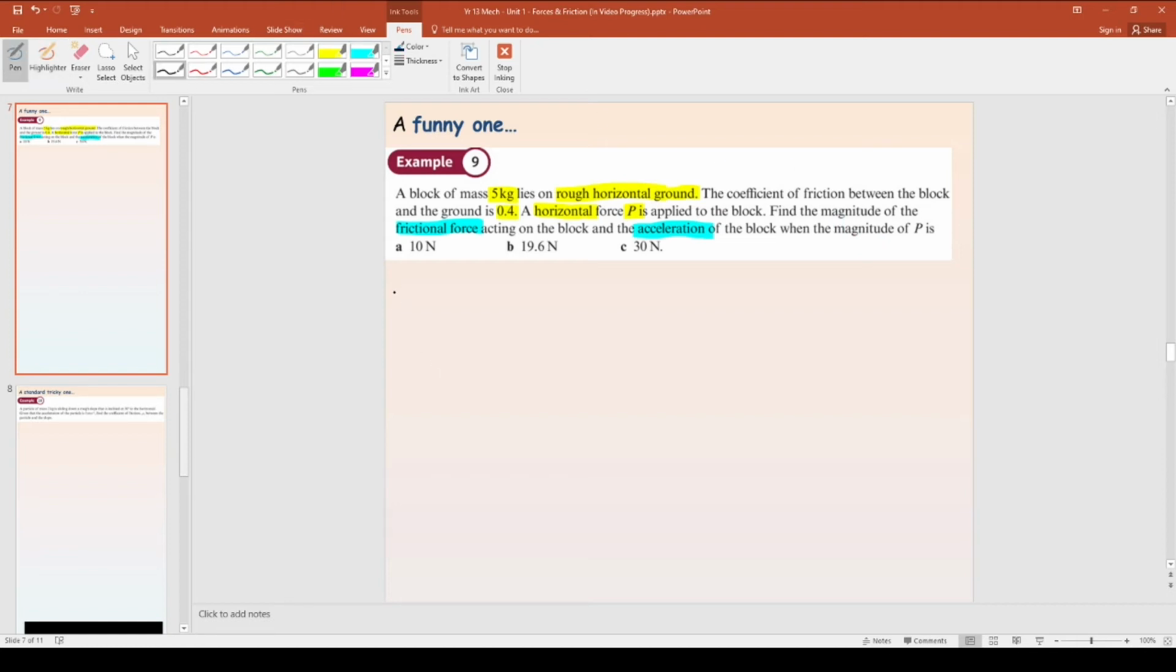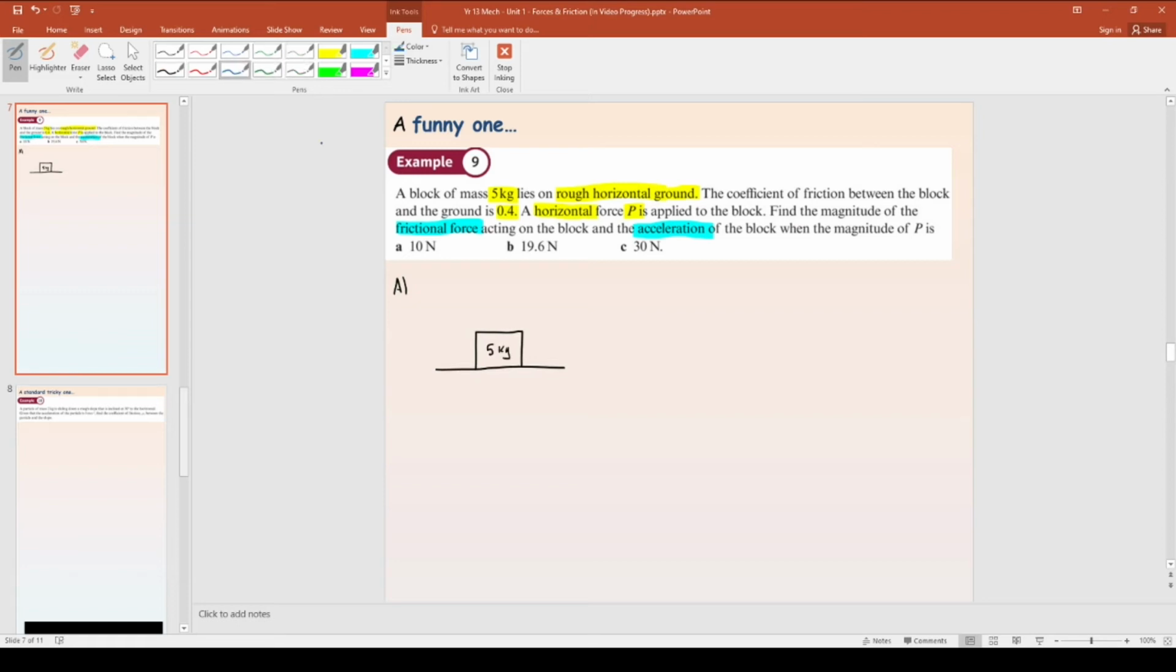Right, buddies. Every single question that you do here needs the same first step. And what's that first step again? That's right, a free body diagram, buddies. So let's do a lovely free body diagram. So here we go. There's our block on the rough horizontal ground there. It weighs 5 kilograms, 5 kg.